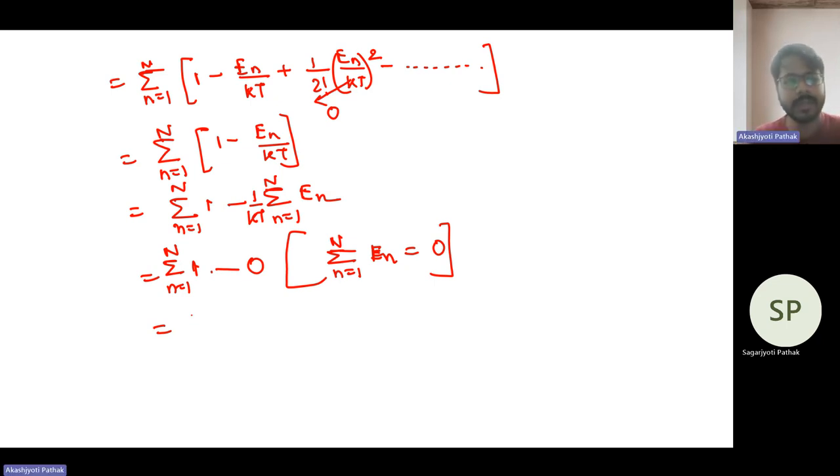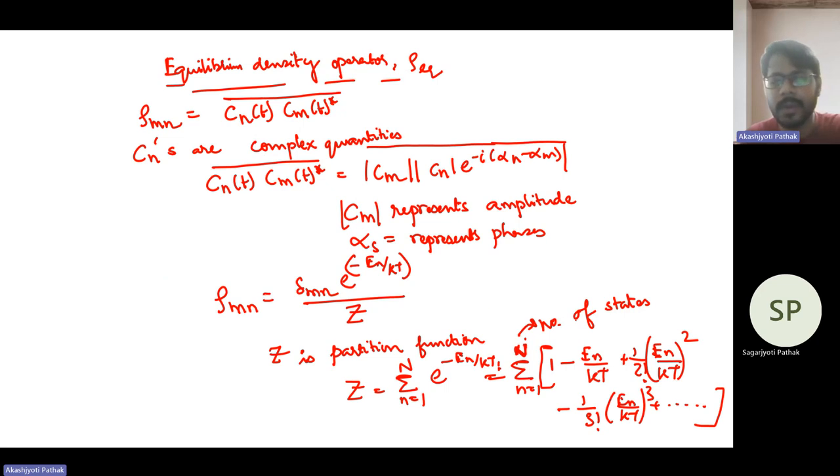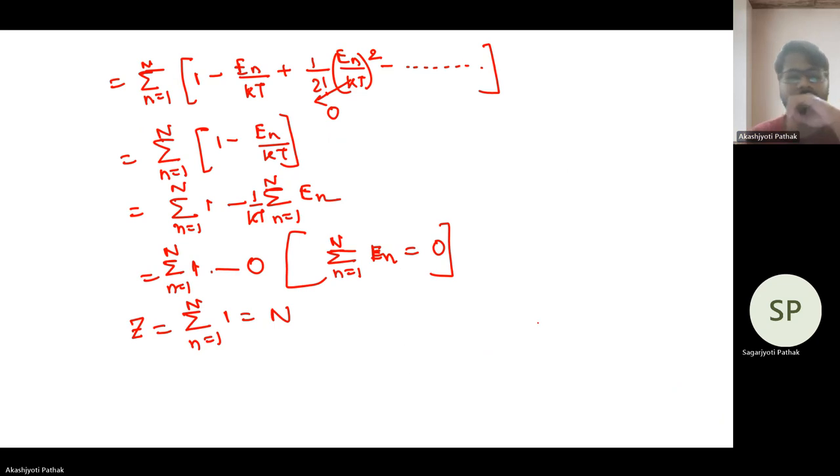So now what we are left with is Z equal to the summation from n equal to 1 to n. So this becomes n; directly we get n. So this partition function is basically equal to the number of states. So we found the number of states possible, and that becomes equal to the partition function, in the case of Zeeman interaction.